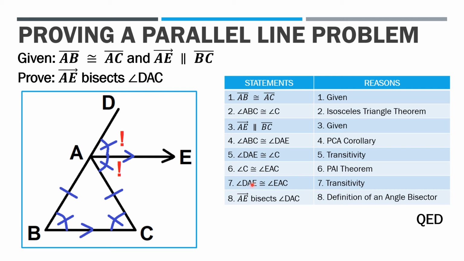Statement 7 states that angle DAE is congruent to angle EAC by the reason of transitivity again. Finally, the conclusion is stated in statement 8 that ray AE bisects angle DAC by the reason of the definition of an angle bisector. QED.